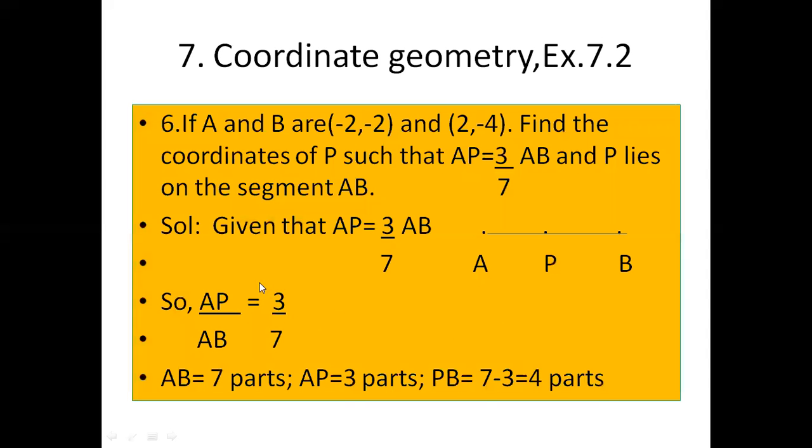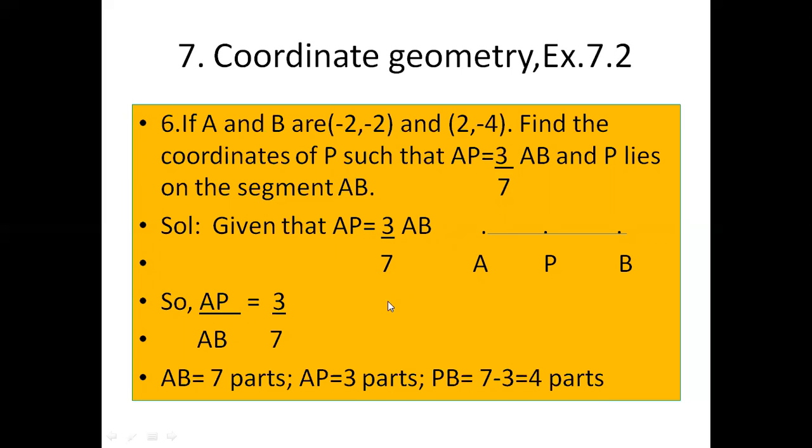Now the next, sixth question. The points A and B are already given there, and find the coordinates of P such that AP is equal to 3 by 7 of AB and P lies on the segment AB. So when you take the line segment AB, the P is on the segment. So AP is to PB. Actually, the P is dividing the AB into two parts, AP and PB. But the ratio is not given, the condition given here is that AP is equal to 3 by 7 of AB.